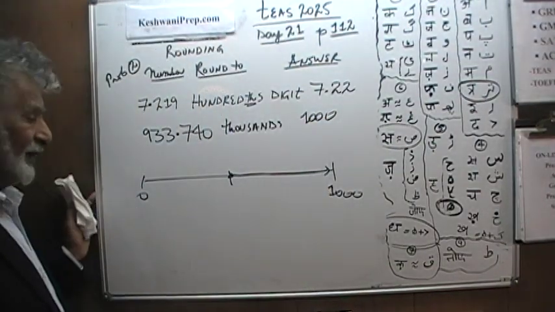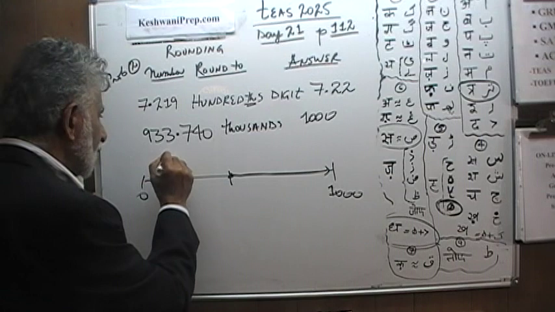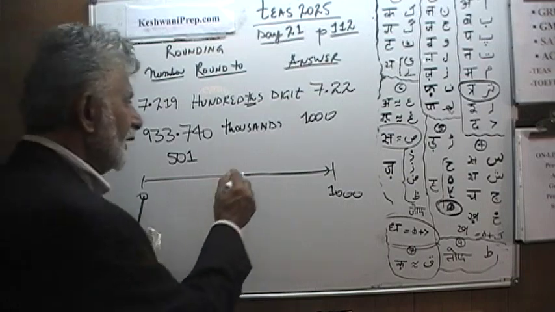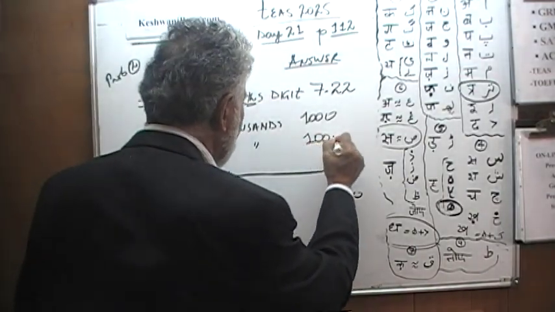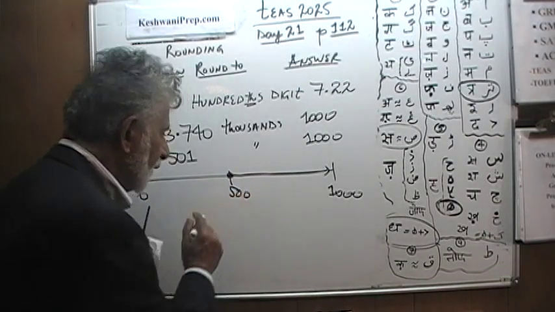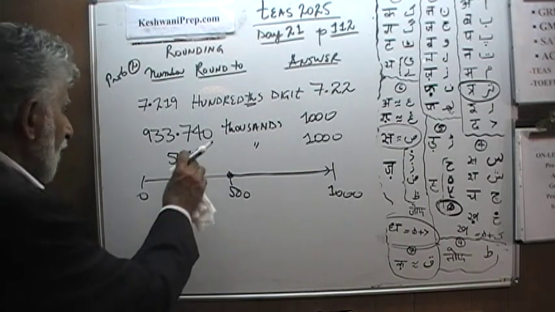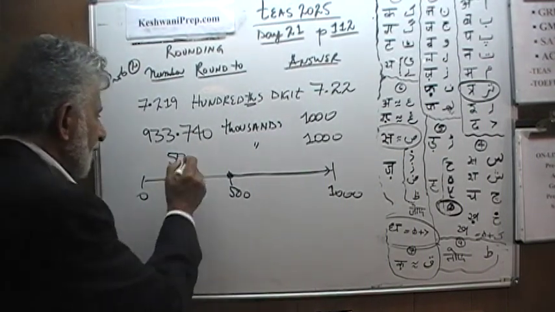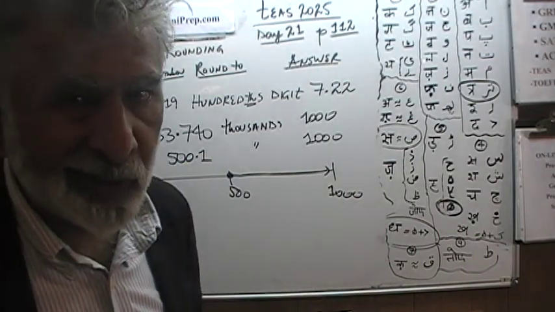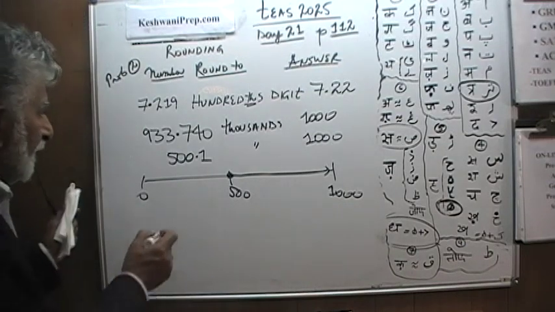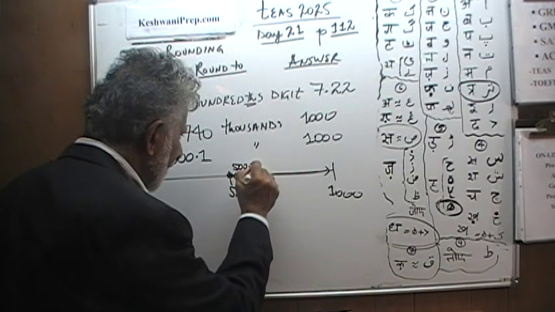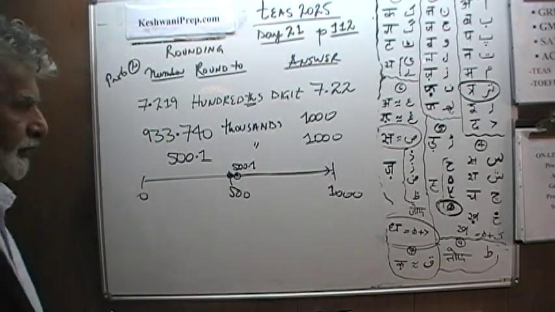Let's do one more, something that is not in the book. For example, if you were asked to round 501 to the nearest thousand, it will become 1000, because this is a halfway mark. If it is 500 or more, it doesn't even have to be 501. It could have been simply 500.1. If somebody asks us to round 500.1 to the nearest thousand, 500.1 is sitting right here. It's closer to 1000 than it is to 0. Let's do the next one.